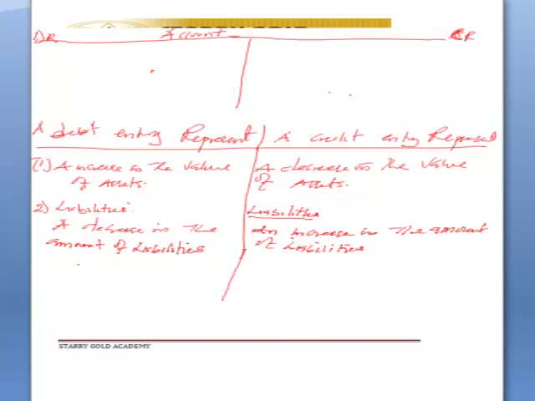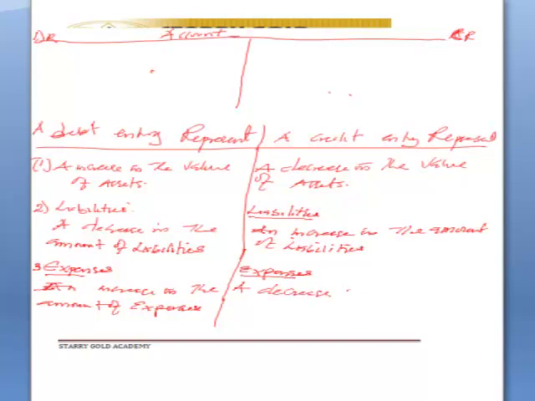So let's look at expenses. What does a debit entry mean to expenses? It means an increase in the amount of expenses, and here a credit entry means a decrease in the amount of expenses.